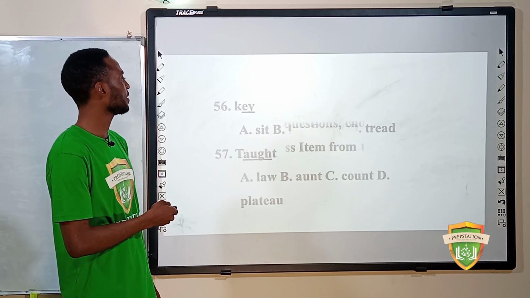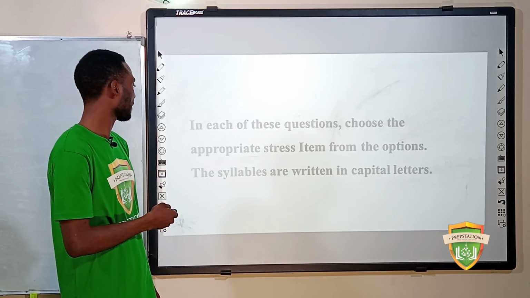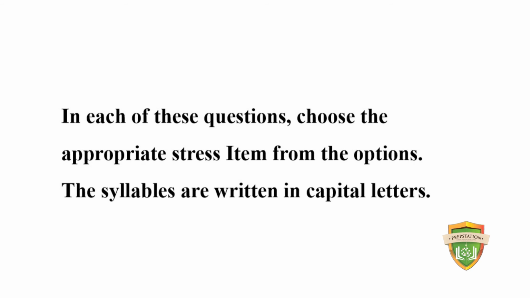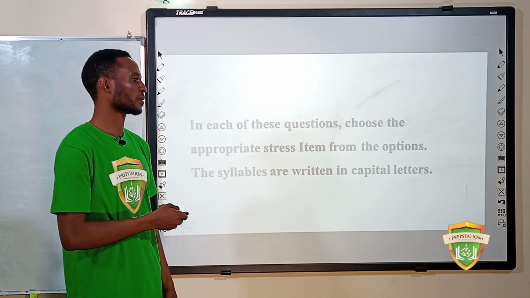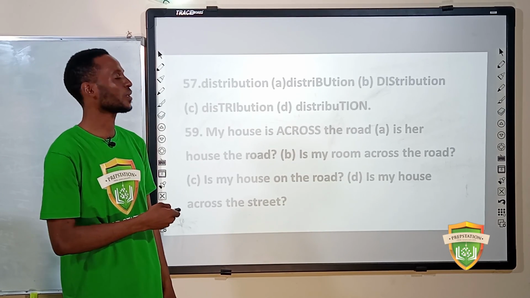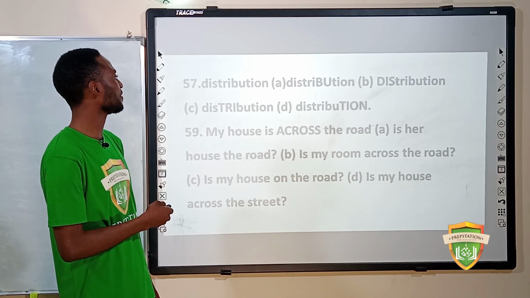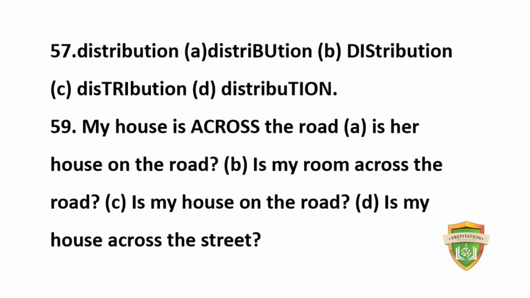Okay, so let's see other questions. In each of these questions, choose the appropriate stress item from the options. The syllables are written in capital letters. Now you are going to be tested on stress, word stress. So the first word you have is distribution. A, distribution. B, distribution. C, distribution. D, distribution. So which one do you think is the correct answer?